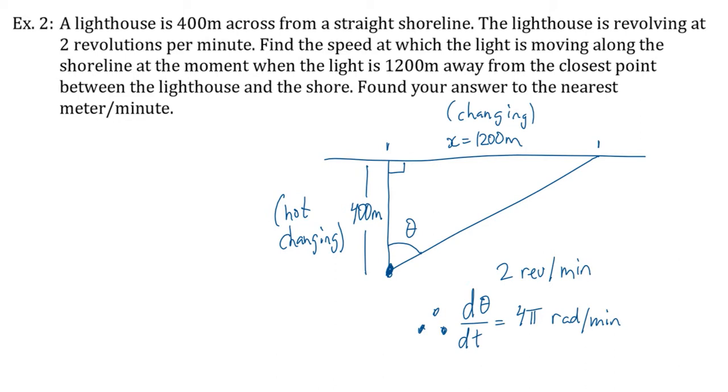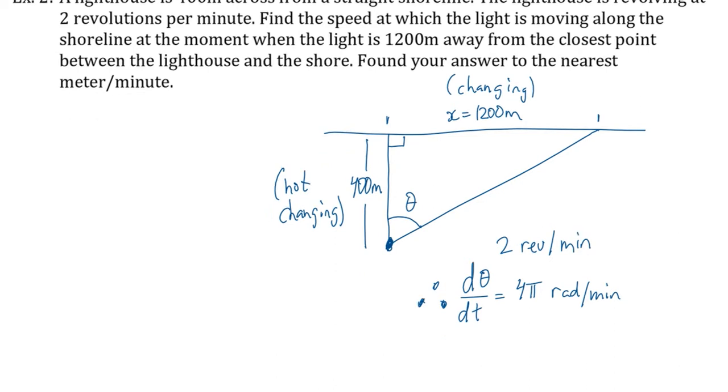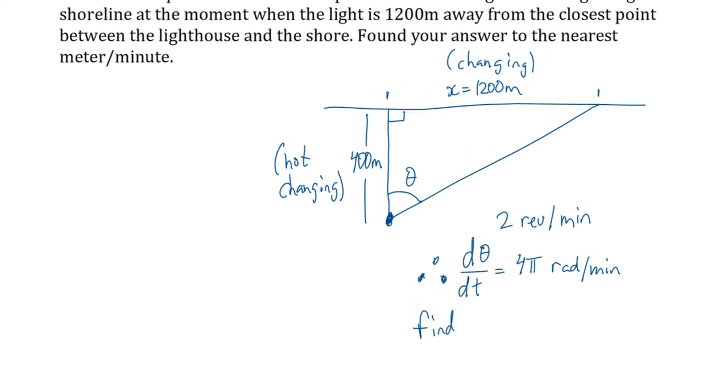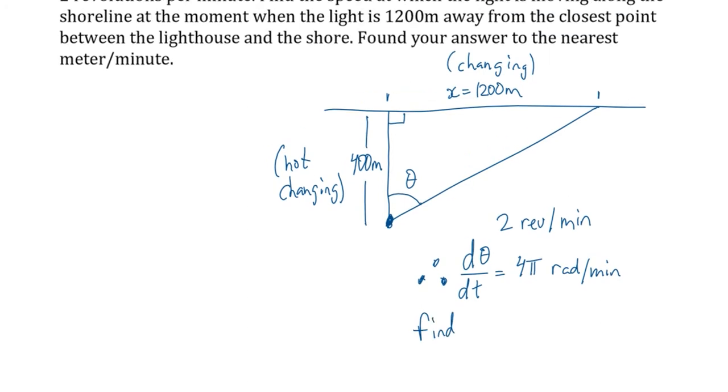Now it says, find the speed at which the light is moving. So we are finding the rate of change of x. That's the rate of change of the light moving along this point here. So find dx by dt, and we've already stated this, but when x equals 1200.